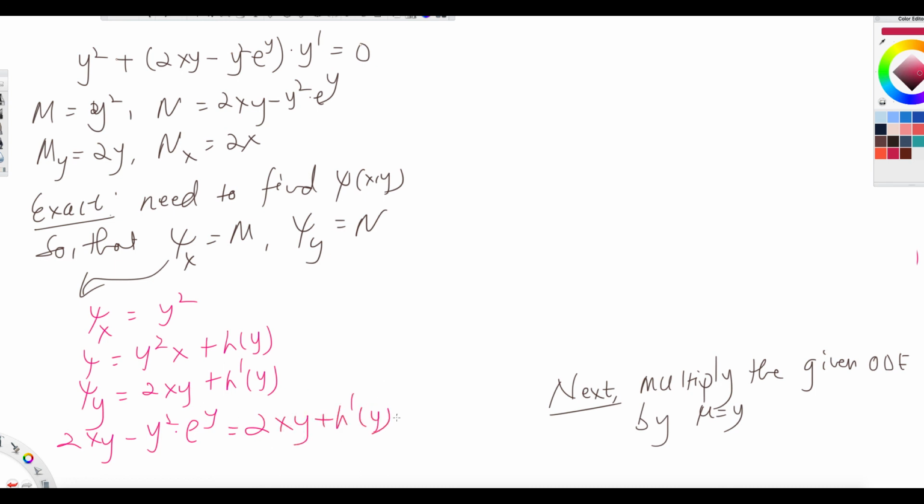Now see, if you subtract 2xy from both sides, that's what you get. So you get negative y squared times e to the y equals h prime of y. You see that? That's what you get.